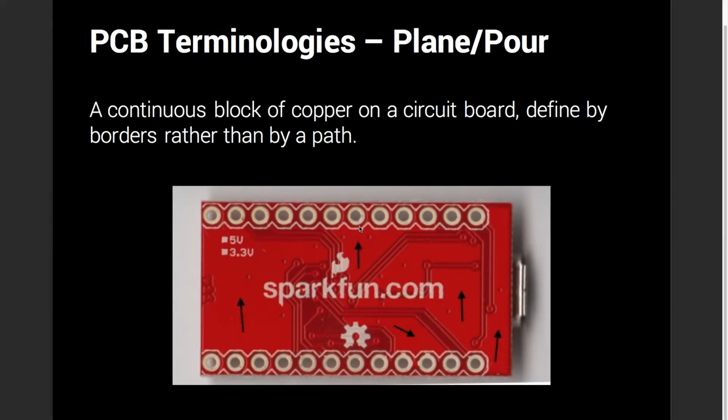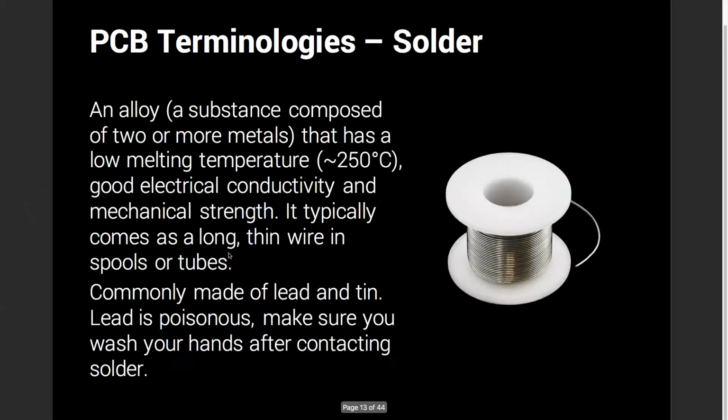Plane and pour. It's a continuous block of copper on the PCB defined by its border rather than by a path. This is what we call a trace, a signal line that passes from one point to another, while this is a pour, which is defined by the border rather than by its pad.